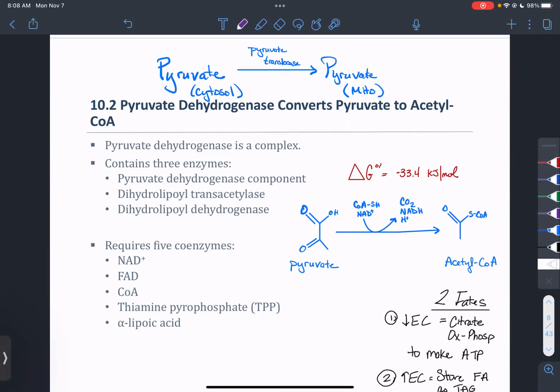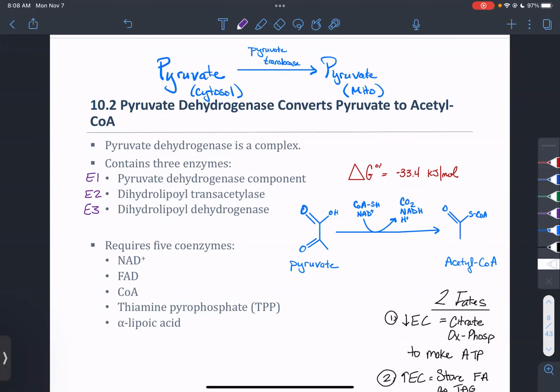It's kind of cool. So our 3 enzymes are pyruvate dehydrogenase component, we call this E1. E1's a whole lot easier. Then you have dihydrolipoyl transacetylase, and that's E2. Then we have dihydrolipoyl dehydrogenase, which is E3. Okay, that's just our common terms for how we do this.